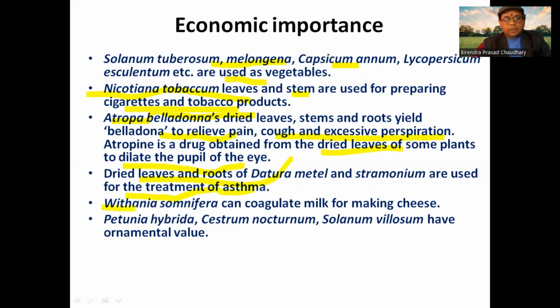Withania somnifera can coagulate milk for making cheese. In industries, this plant is used in the cheese industry. In the same way, Petunia hybrida, Cestrum nocturnum, and Solanum villosum have ornamental values. These plants are used for decorative purposes. In this way, we have to study the economic importance of the plants of this family.